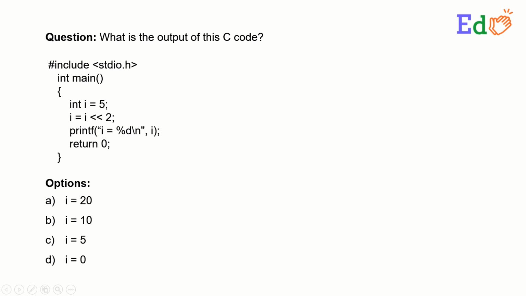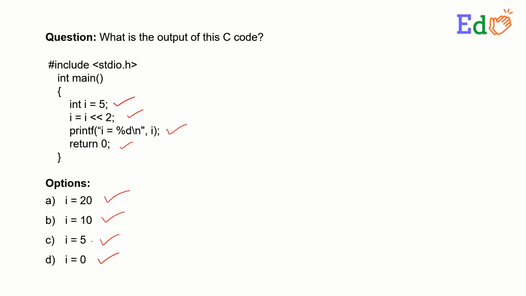Okay, the problem is we have a C programming code with 4 lines. Initialization of i, that is i equal to 5. Then there is a bitwise operator, i left shift 2. Then it prints the value and then returns from the main program. We have 4 options: i equal to 20, i equal to 10, i equal to 5, and i equal to 0.